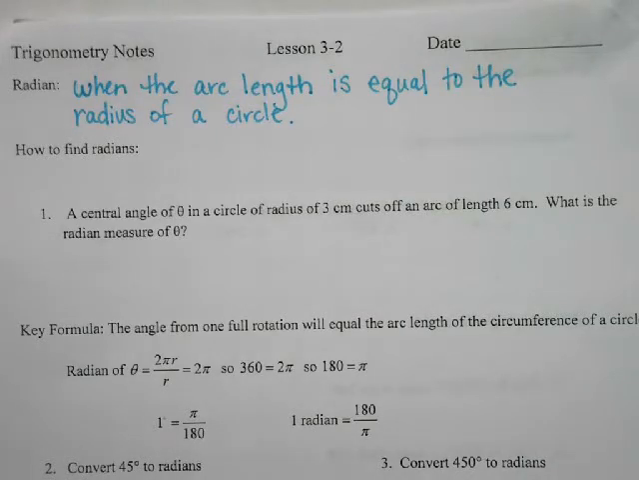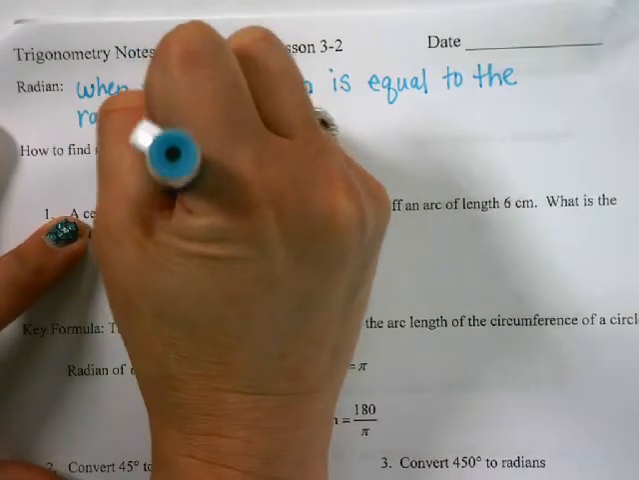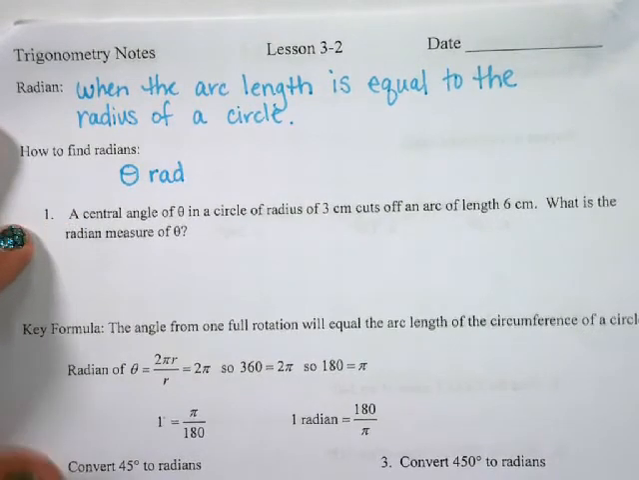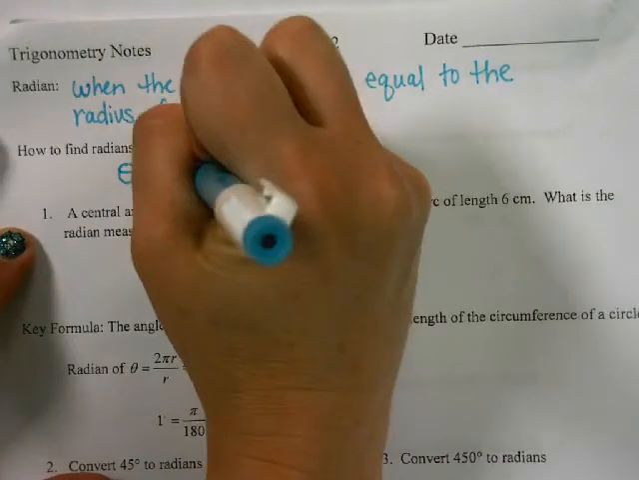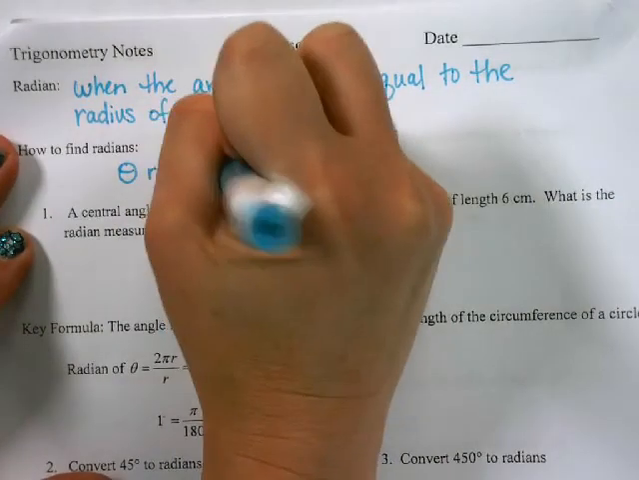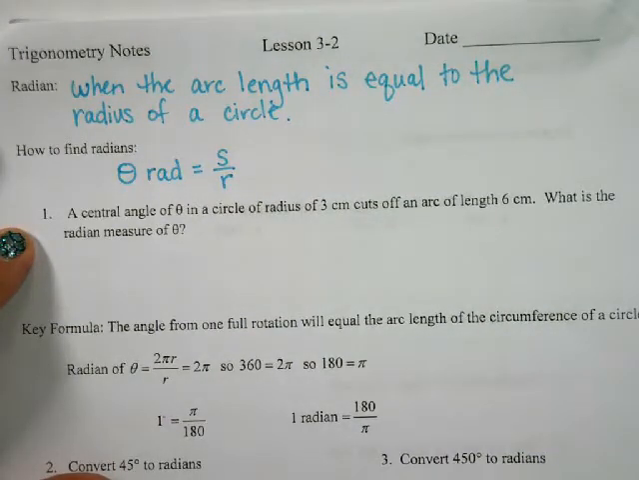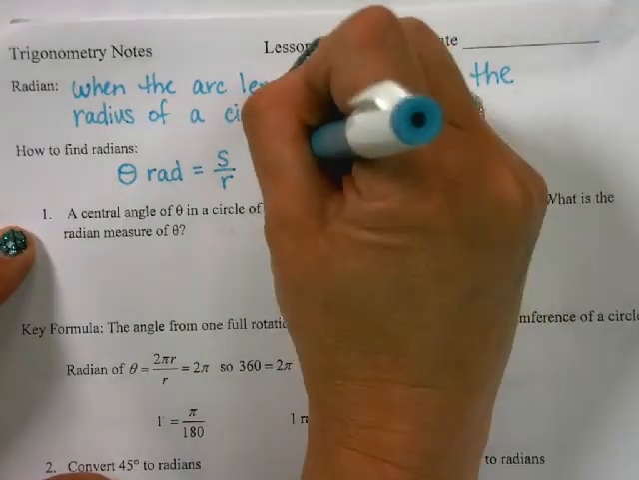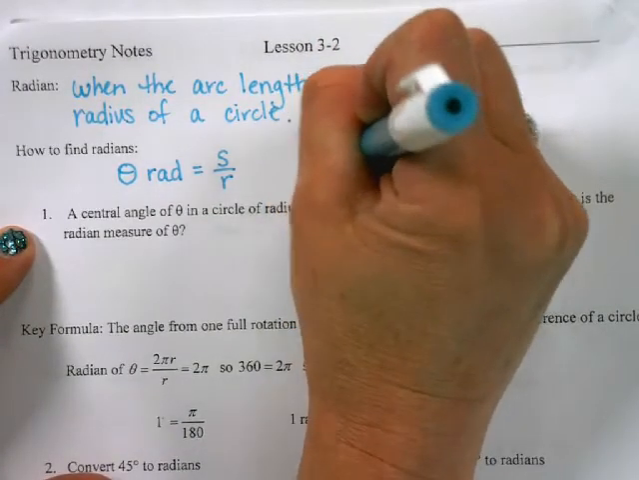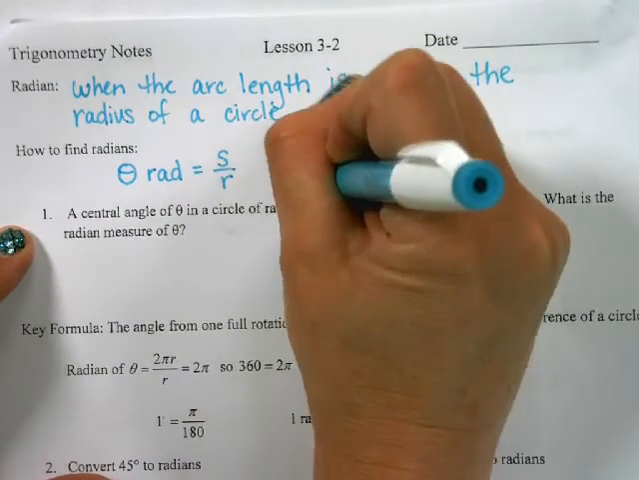Now, how do we find radians? Well, we call them theta. It's an angle, but instead of being in degrees, we put a rad. He's a super rad dude from the 80s, right? And it's equal to S divided by R. When those guys are equal, it equals 1. Because S is the arc length, and R is the radius.